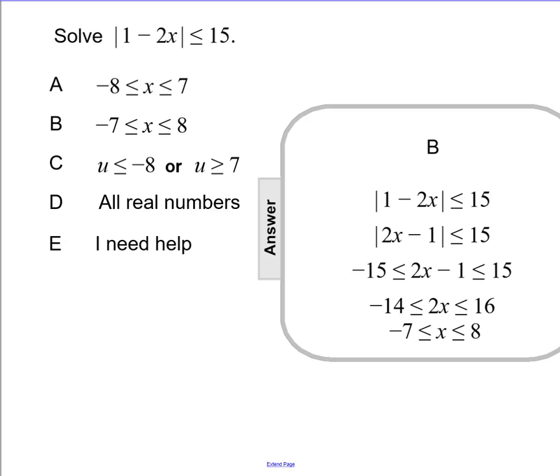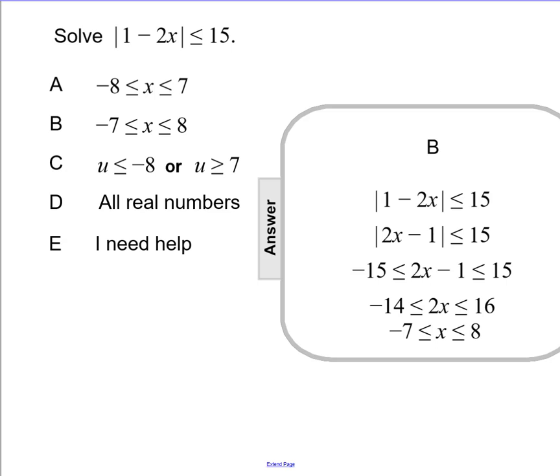Now this is less than or equal to, so we have to consider all the values of x which will make 2x minus 1 between negative 15 and positive 15. So whatever values I pick for x, 2x minus 1 has to be greater than or equal to negative 15 and at the same time less than or equal to positive 15. So my algebra techniques are the same.